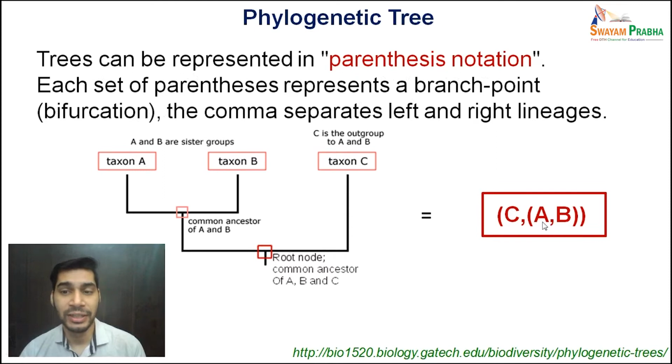So if you see here, A and B are two different taxons separated by a comma, which means that they are on the left side or right side, and a parenthesis which is covering these two, which means they are bifurcated, and further by a comma they are joined with a C, that is here. So this is how we show a simple phylogenetic tree using a parenthesis notation.